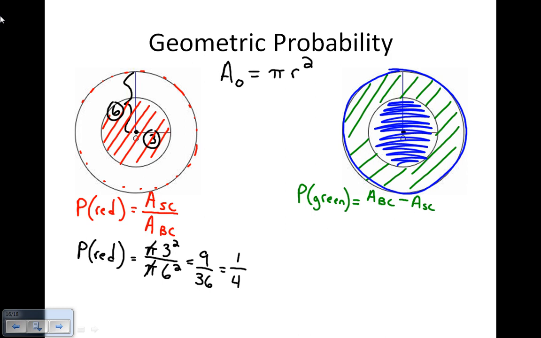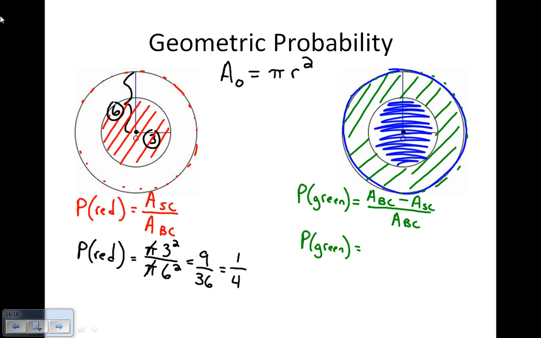We're going to put that over the area of the total. Well, the area of the total is still the big circle, and that hasn't changed. Now we can actually just use my numbers from the left side of the problem over here. So the probability of the green is equal to area of the big circle.